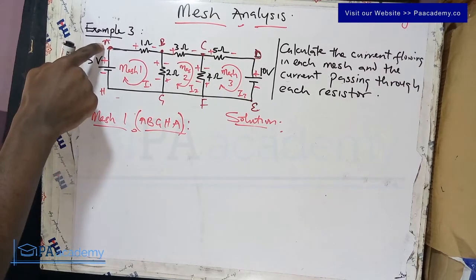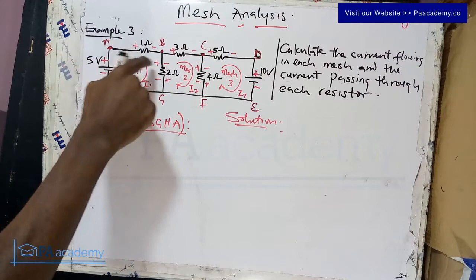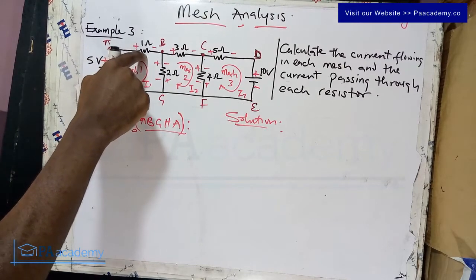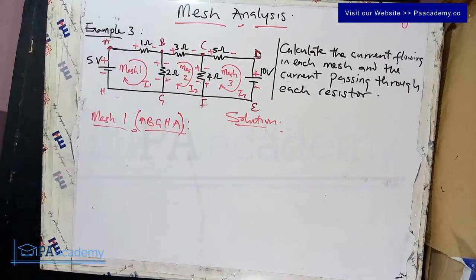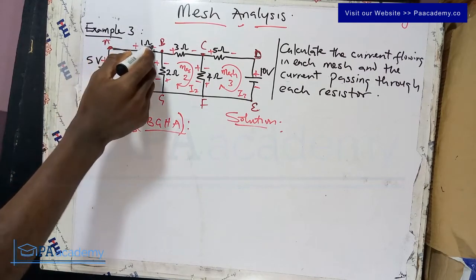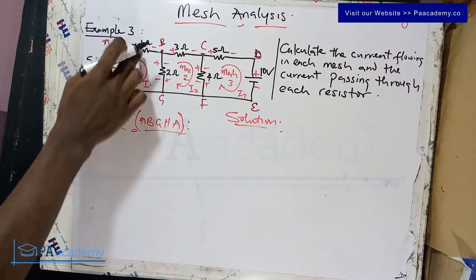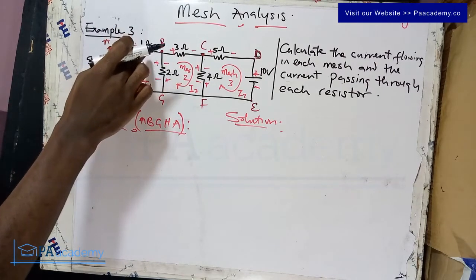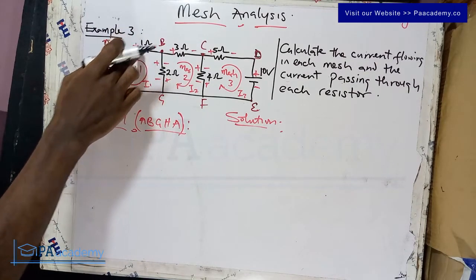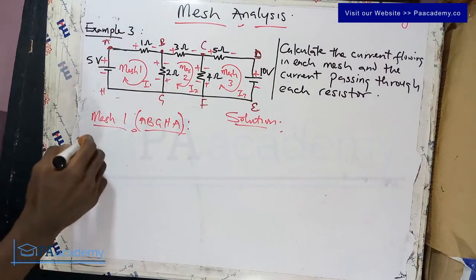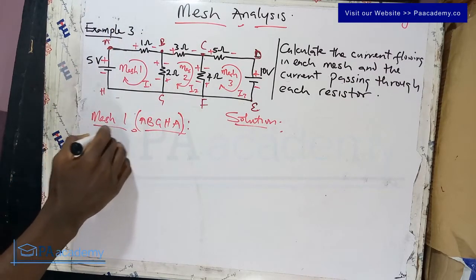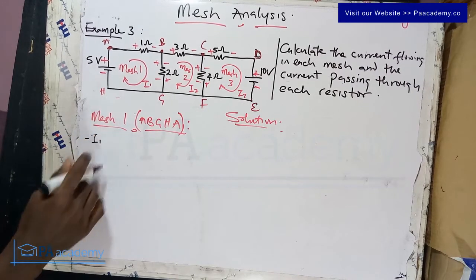From point A, the first element you are going to come across is this 1 ohm resistor. You can see the polarity from positive to negative, so that's going to be minus. Then the current is I1 multiplied by the resistance, which is 1 ohm. So that is going to be minus 1 I1. You can also write that as minus I1.